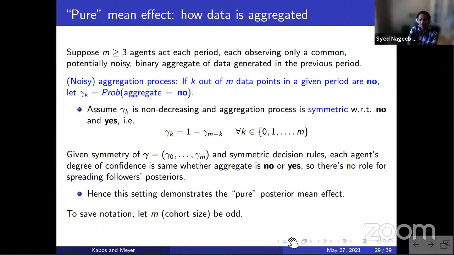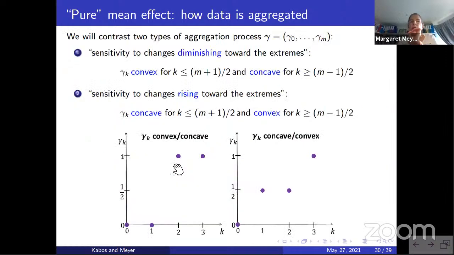Sorry, just to understand this, would it suffice if I just imagine that I observed what the majority of people chose with some noise, with some recording error? So that's one version of the model, Nageeb. That's how I started. That gives you one result. I want to model the aggregation process flexibly because I want to show you what properties drive the result in one direction or the other. Excellent. To save notation, let me assume M is odd, but the result carries through as long as M is at least 3. And I'm going to contrast two different types of aggregation process.